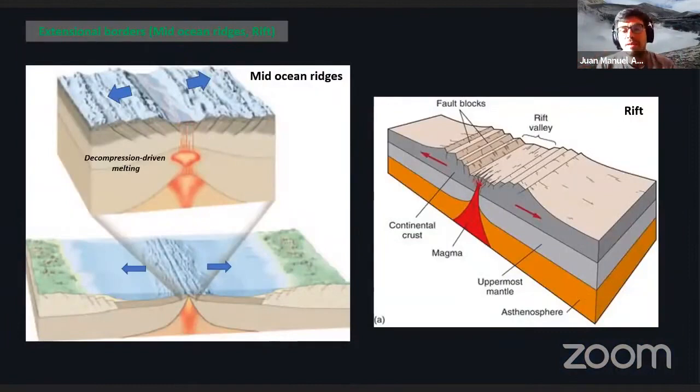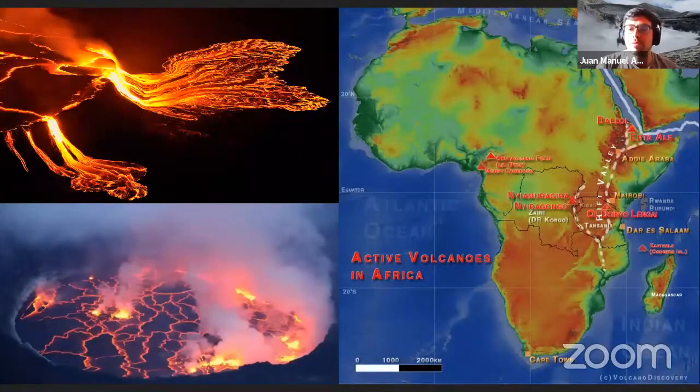While the other zone of extensional borders are the rift valleys. In these places, two continental crusts are separating from each other, also forming volcanoes. Here you have some examples. We have on Earth now active the East Africa Rift Valley in Africa, and the Nyiragongo volcano, for example, in Africa, is one of these volcanic examples in rift zones.